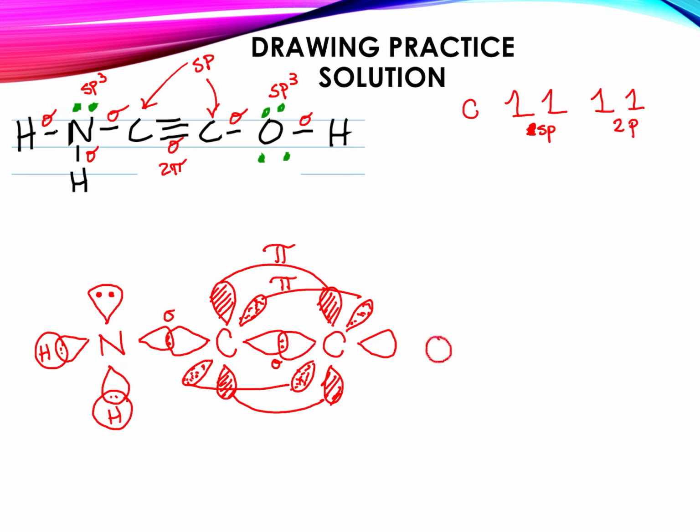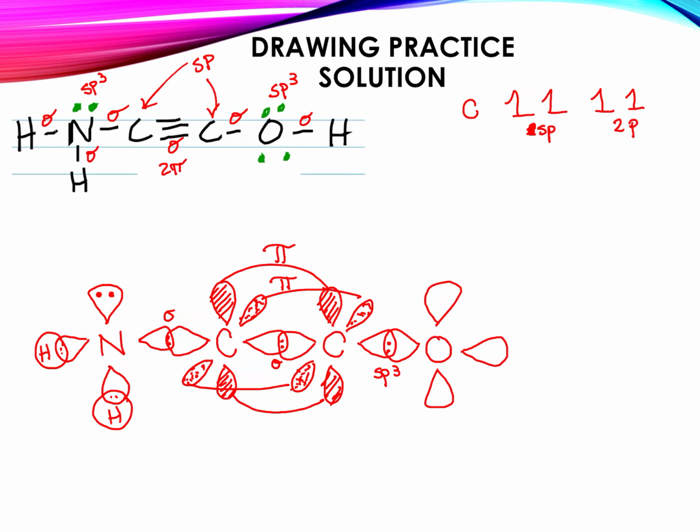Our oxygen is sp3, so it has 4 hybridized sp3 orbitals. So we go 1, 2, 3, 4. Those are all sp3, and we'll show our electrons here in that sigma bond.